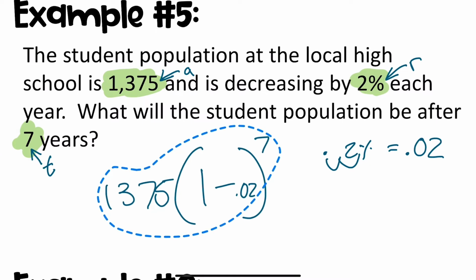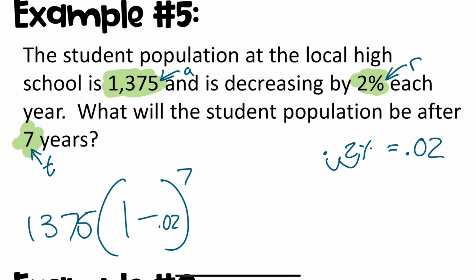Now, once again, what I'm expecting you to do is plug this into your calculator. So I'm going to do that. I got 1375, parentheses, 1 minus 0.02, parentheses. Remember, to get that exponent, you're going to need your caret sign. So I got caret 7. All right, press enter, and I got 1,193.67.